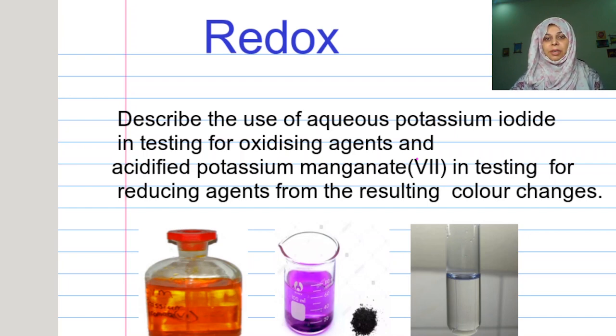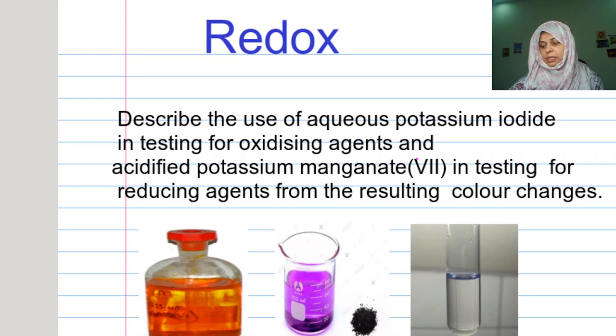Today we are going to start our lecture on redox, where you will be able to describe the use of aqueous potassium iodide in testing for oxidizing agents and acidified potassium manganate in testing for reducing agents from the resulting color changes. So we are going to identify the oxidizing and reducing agents by using the following chemical reagents.